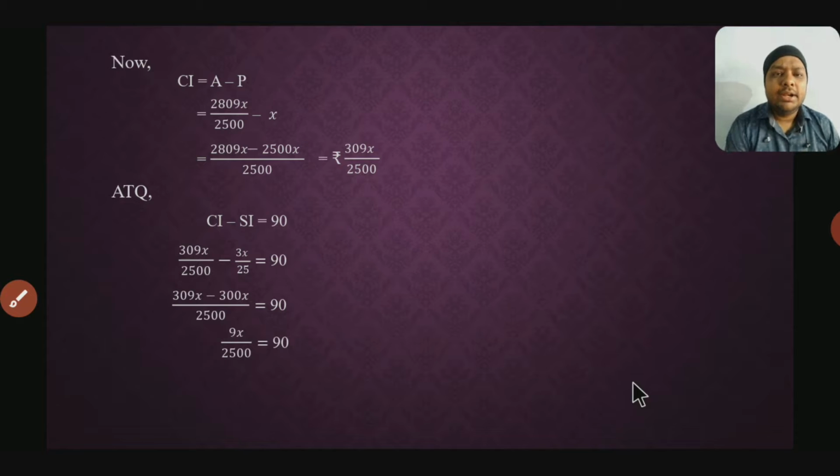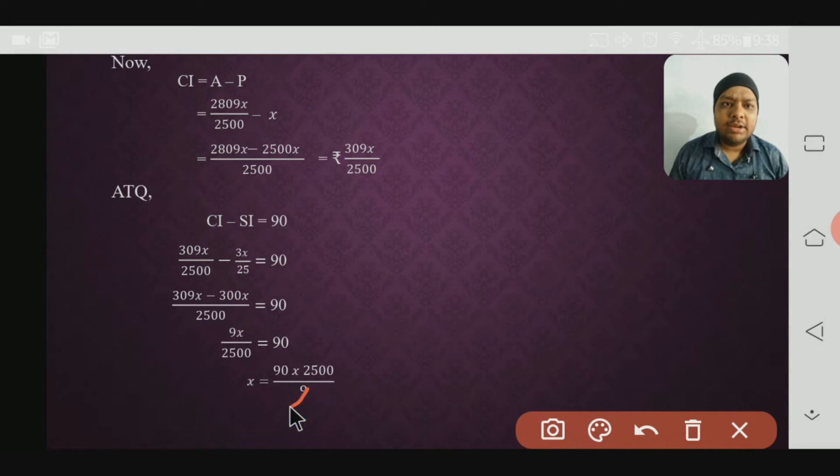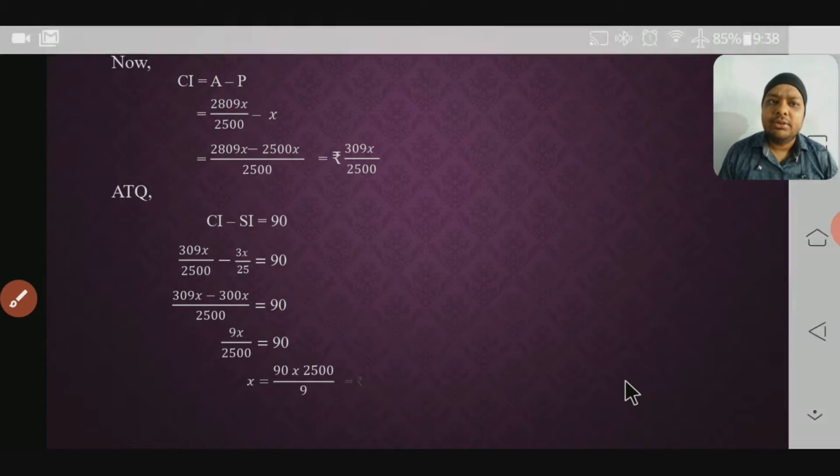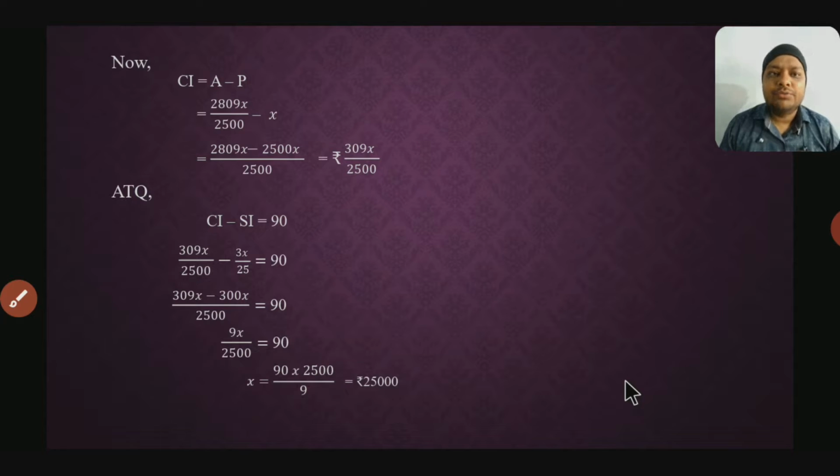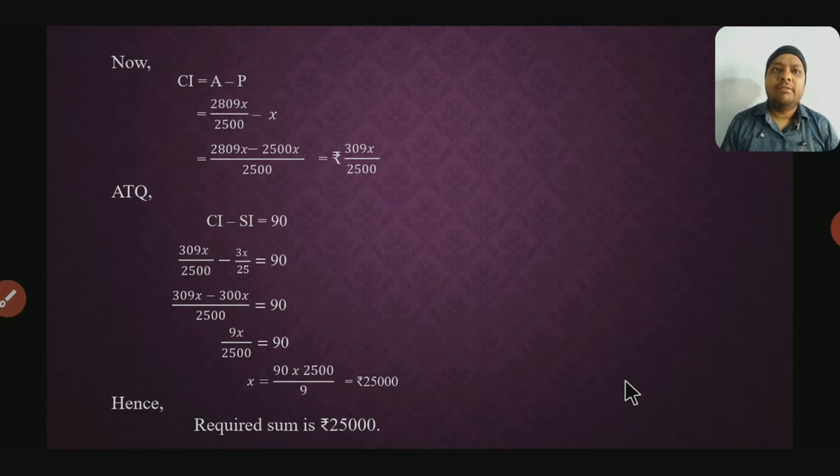It is equal to 90. Now we will take 2500 to that side and 9 also to that side. So it will be like this. Now you can see that 9 divided by 9 is 1 and 90 divided by 9 is 10. So the value of x will be what? After multiplying 2500 into 10, we will get 25,000, and that will be the value of the sum, or we can say principal. Hence the required sum will be rupees 25,000. That will be our answer here. Okay, so I hope that you all have understood, students. So let's solve another question here.